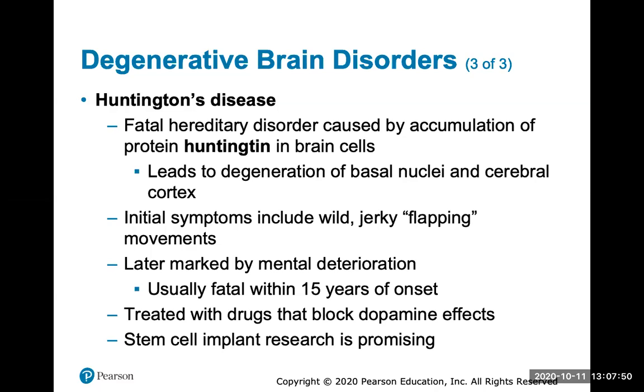Huntington's disease is a hereditary disorder that is fatal. It's caused by the accumulation of the protein huntingtin in the brain cells, which will lead to degeneration of these basal nuclei and the cerebral cortex. Initial symptoms will include wild, jerking, flapping. It's later marked by mental deterioration. And it's usually fatal within 15 years of onset.